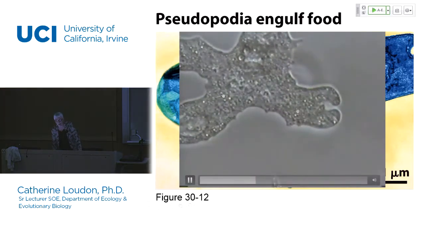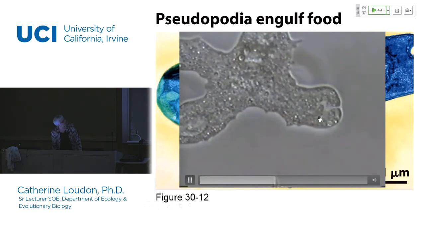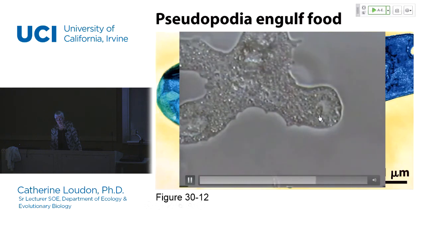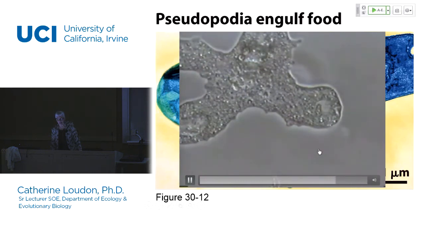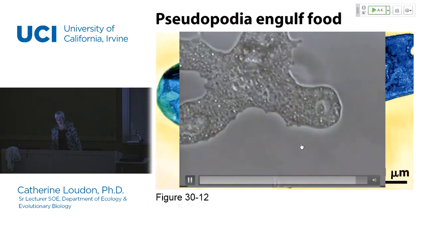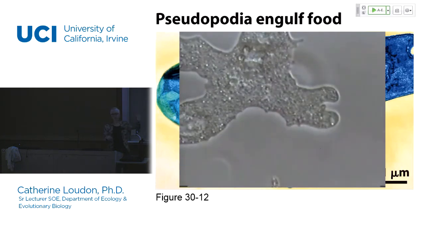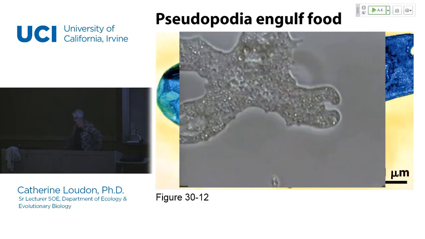So here we are, we're looking at an amoeba. It's flowing around a food item right here. Okay, it's now completely encircled it. It's still moving around in there. Okay, it's on a loop. It's only about 17 seconds long, so you'll see it flow around.